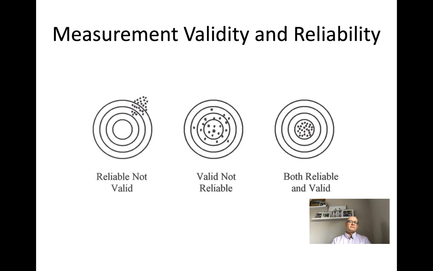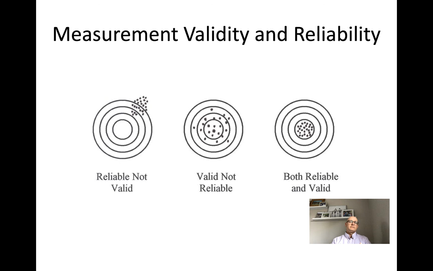But like in the middle picture, it's scattered. It's not very close to hitting the same spot over and over again. What you want is the picture on the right, which is both reliable and valid. That's to say, your measurement is measuring the concept very, very close to the core of the concept, and it's very, very repeatable. It's very, very reliable.